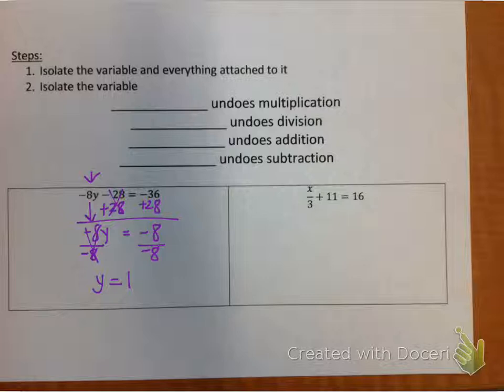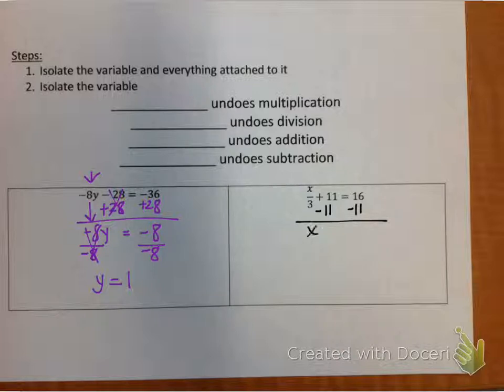Next example. Now this is going to mix things up a little bit. I have a division and addition here. It's the exact same rules though. My first step, I have to isolate the variable and everything attached to it. The variable and everything attached to it is x over 3. That's what needs to get alone. What's in the way is plus 11. The opposite of plus 11 would be minus 11. Whatever I do to the left, I must do to the right.